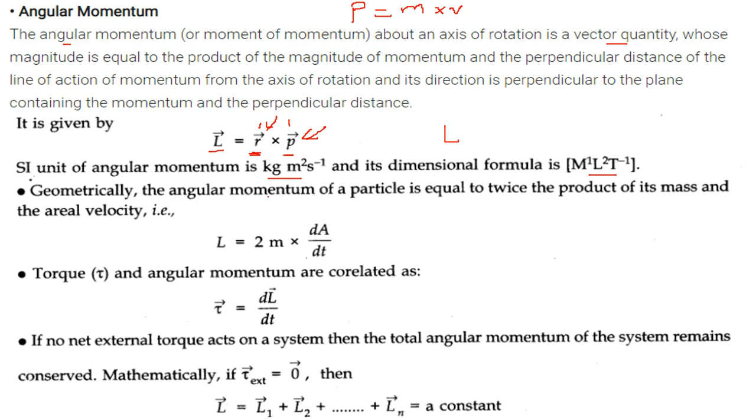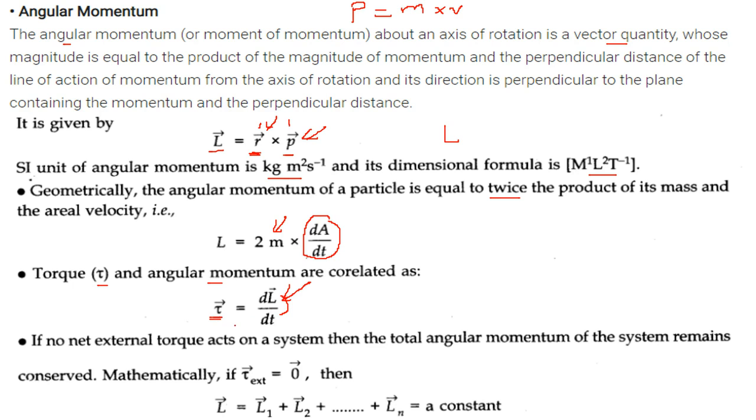The geometric interpretation of angular momentum of a particle is equal to twice the product of mass and the areal velocity. The torque and angular momentum, how are they related? Torque is nothing but the rate of change of angular momentum.